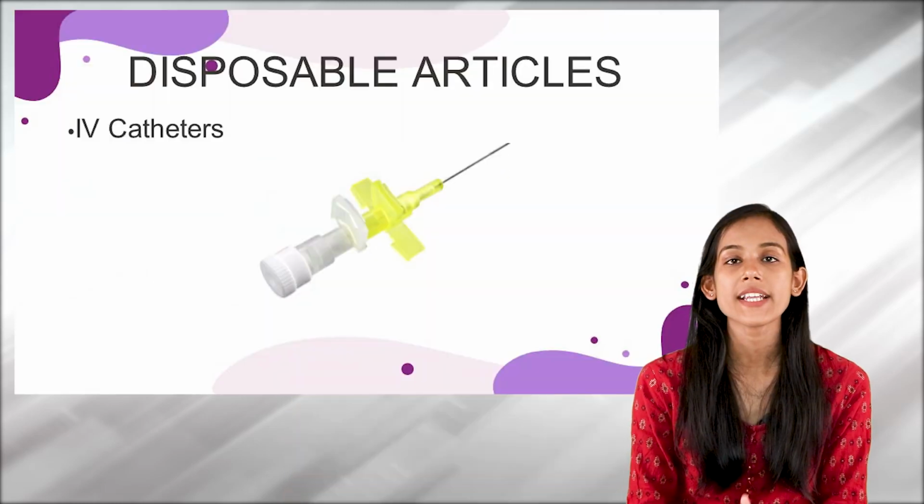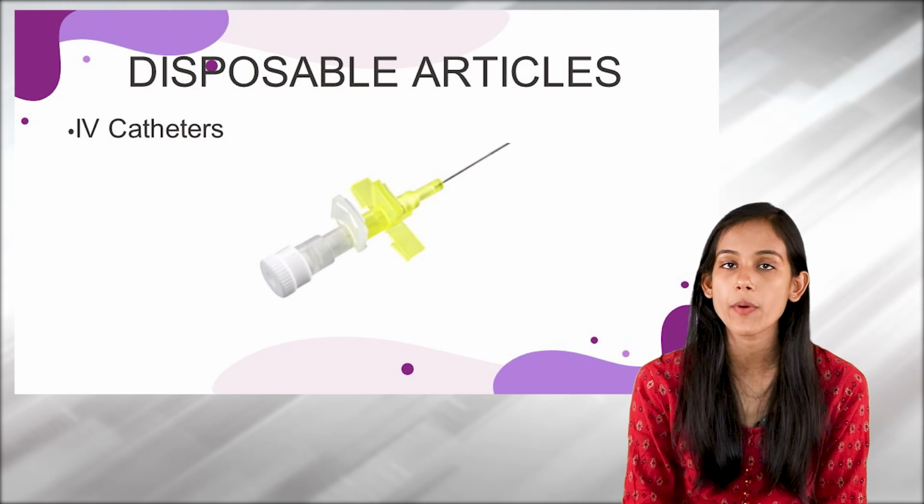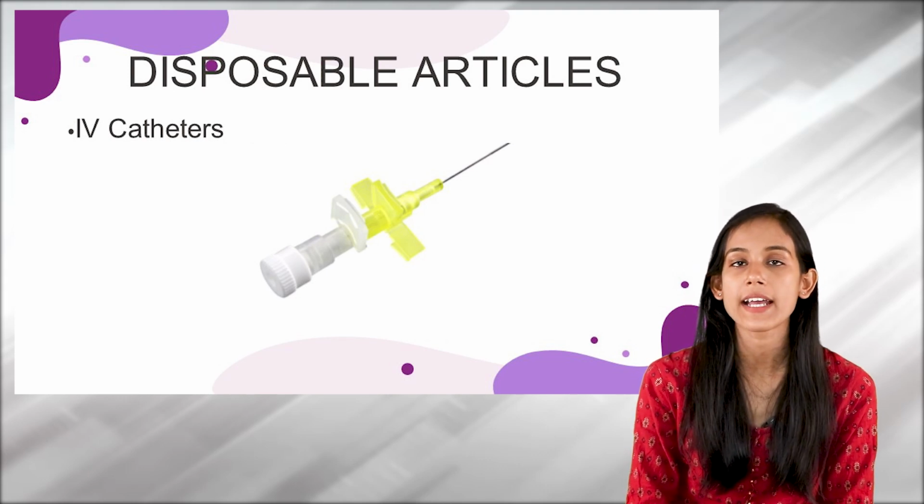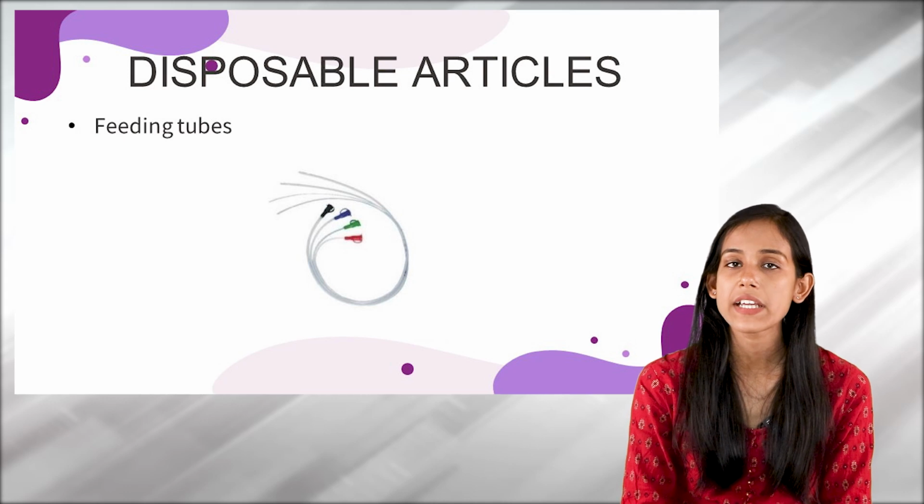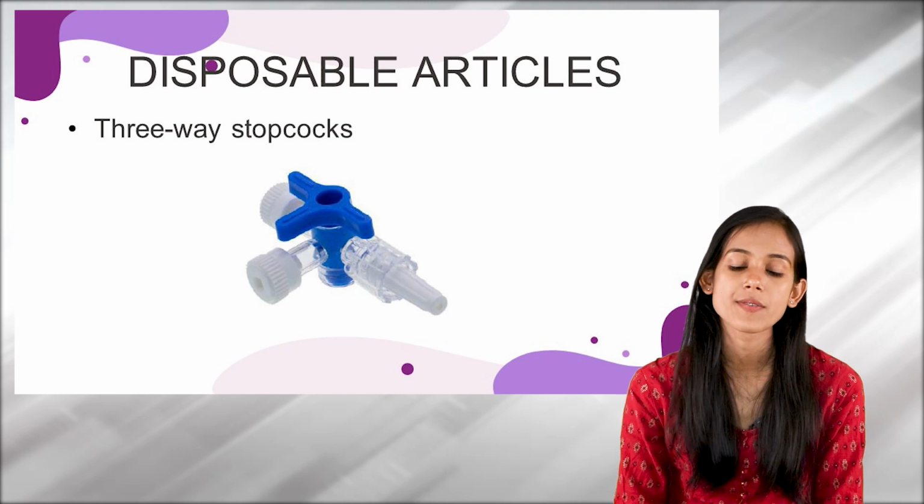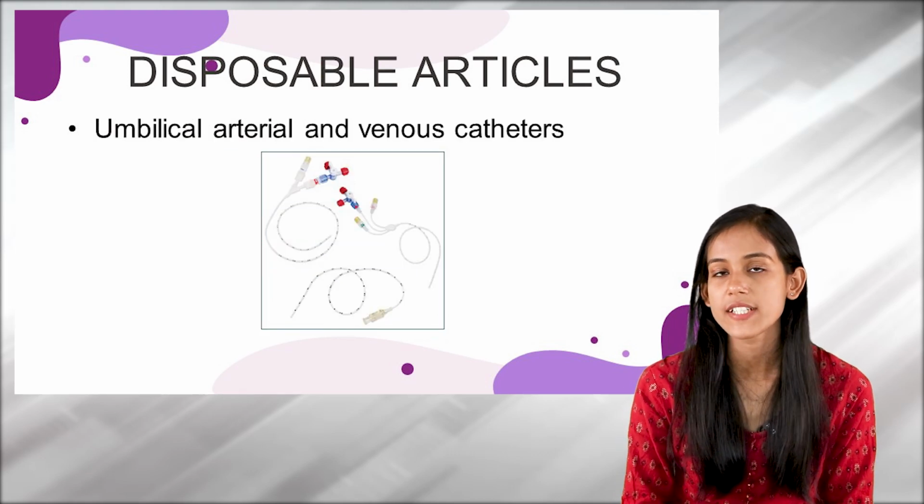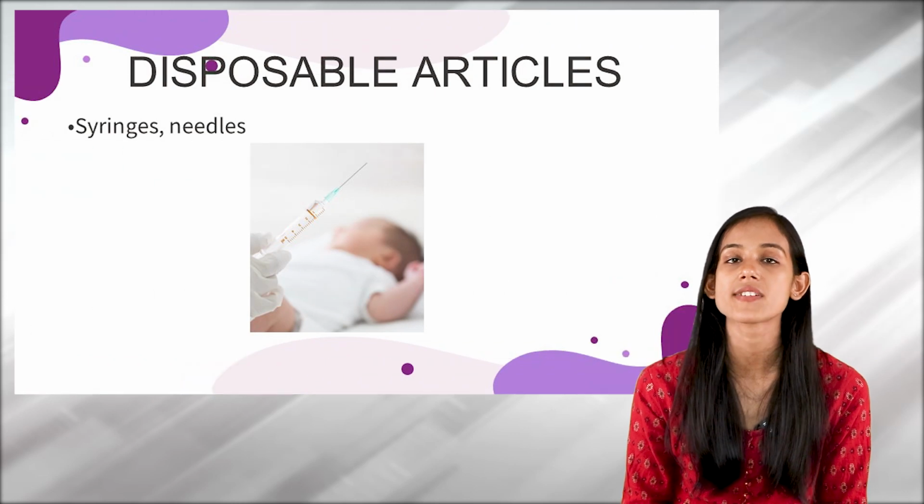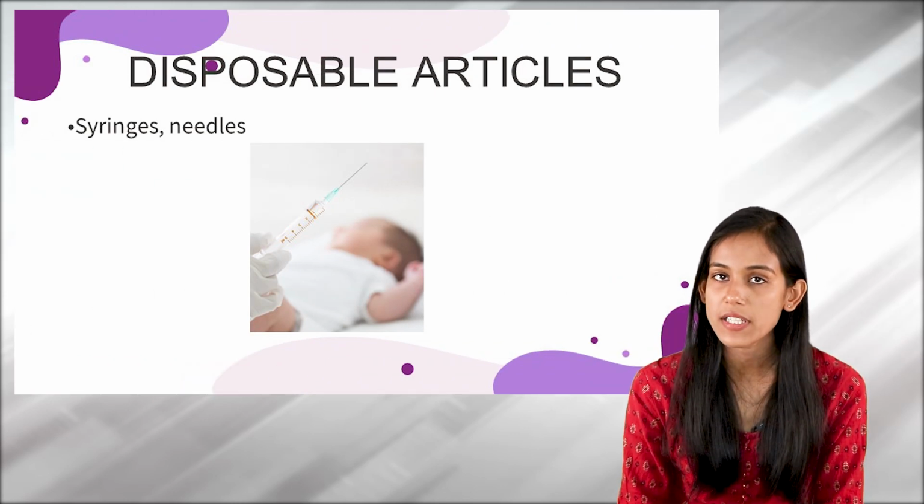Now, other than doctors and nurses, we need some other staff such as a respiratory therapist, a lab technician, a public health nurse or social worker, then a biomedical engineer and then a clerk. Now, there are certain disposable articles which are required in the NICU. First of all, we need IV catheters, IV sets. Then we need feeding tubes, endotracheal tubes, suction catheters, and 3-way stopcocks, extension tubing, umbilical, arterial and venous catheters, then syringes and needles.